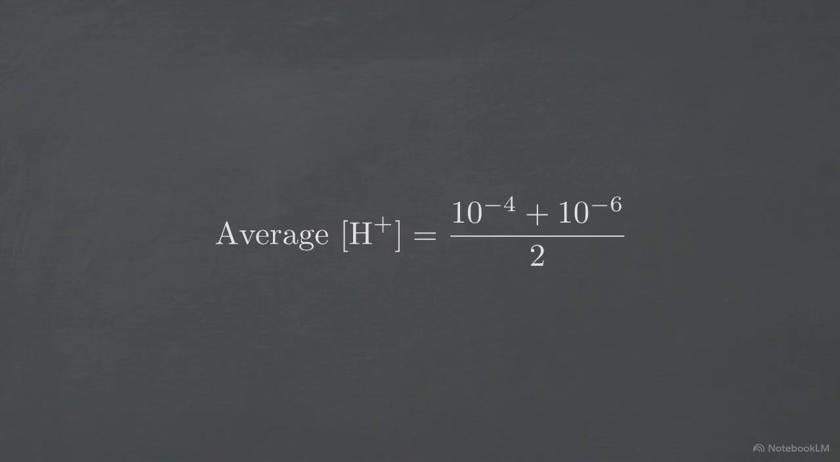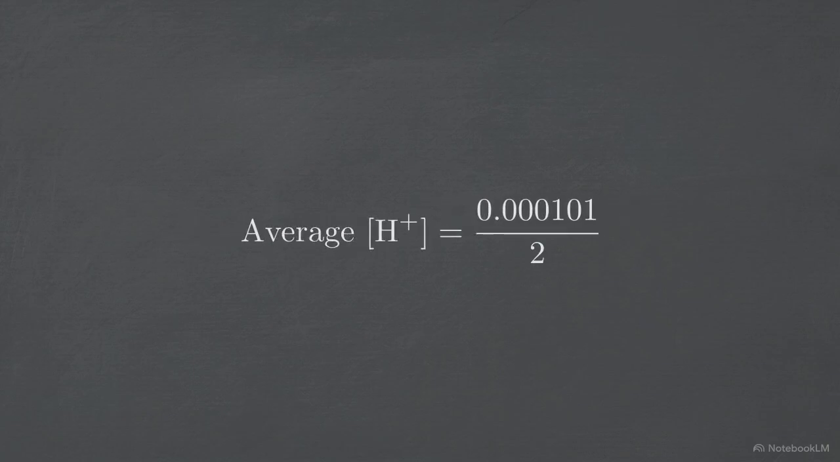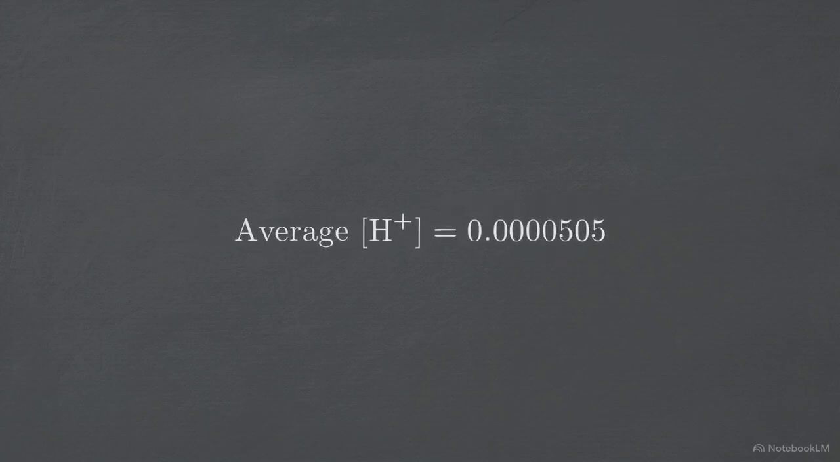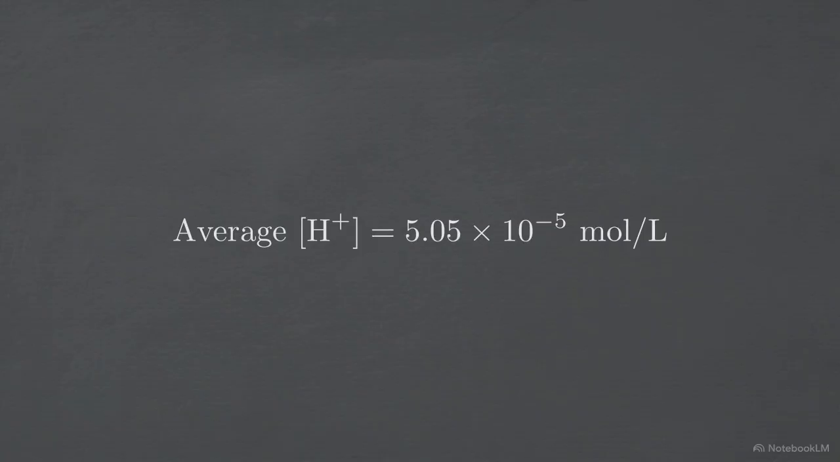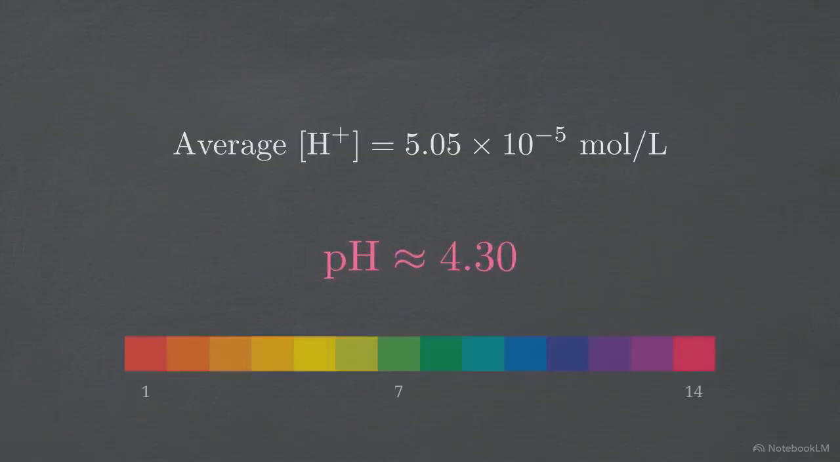Try it yourself. Pause here and find the true middle point between 10 to the negative 4th and 10 to the negative 6th. We convert the scientific notation to decimals and add them. Then we divide that total by 2. This yields an average concentration of 5.05 times 10 to the negative 5th. To find the label for our mixture, we apply the logarithmic formula again. The negative base 10 log of our new concentration results in a final pH of approximately 4.30.